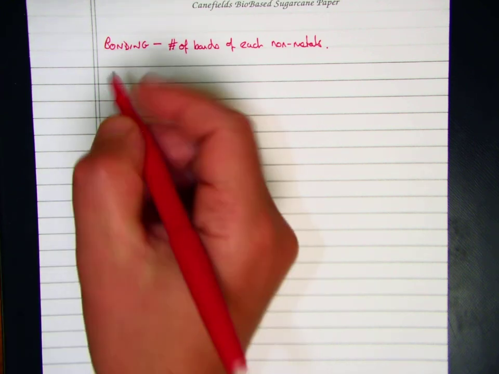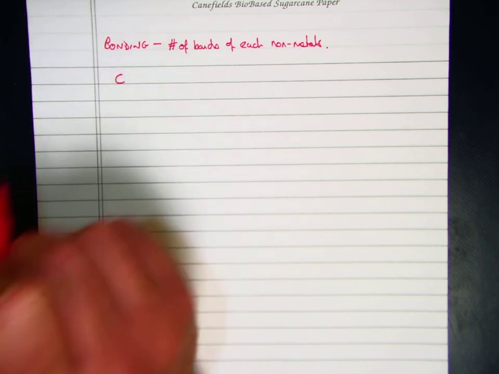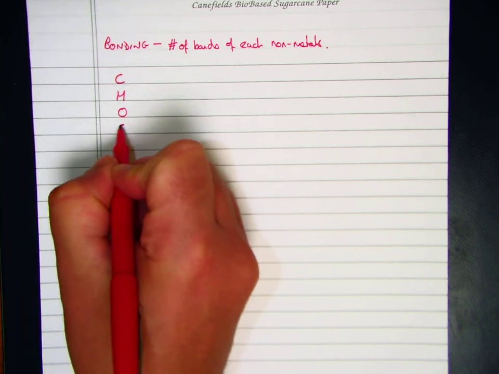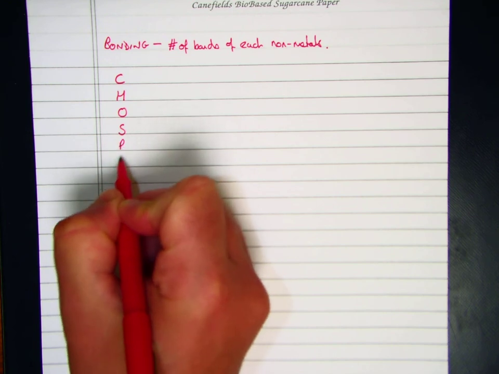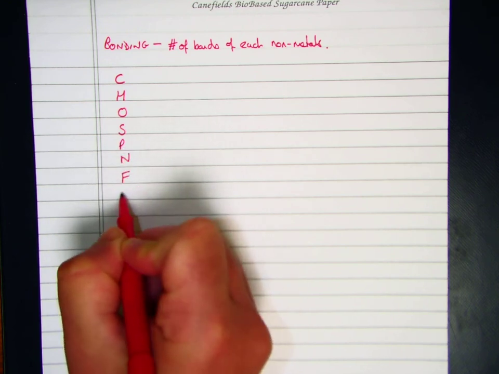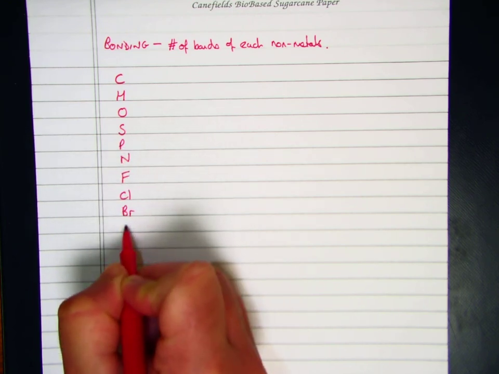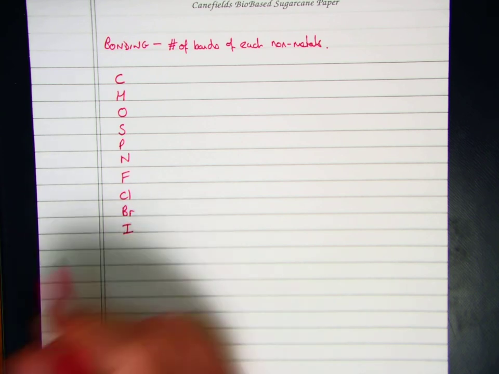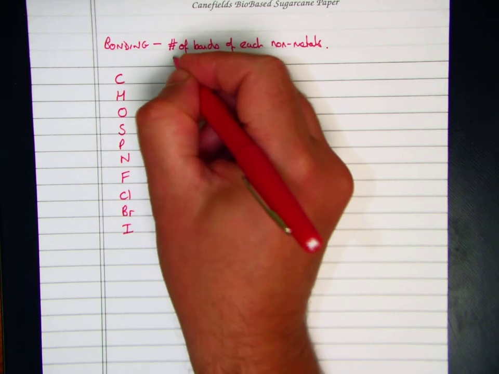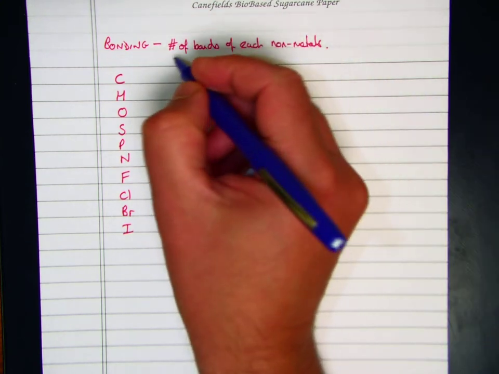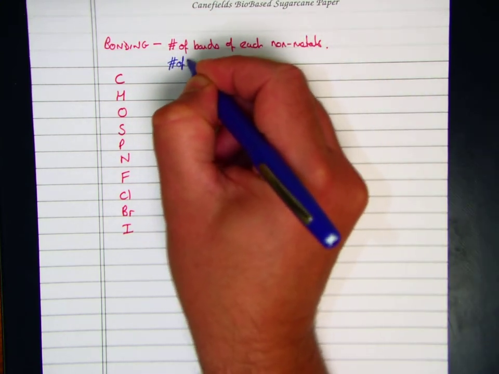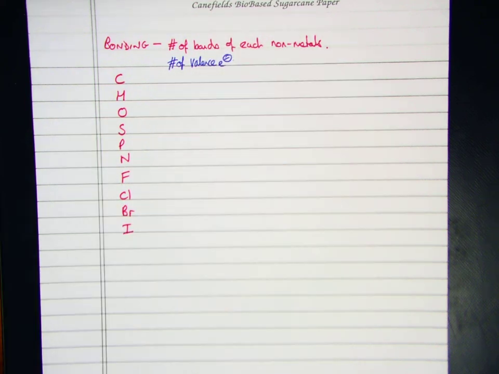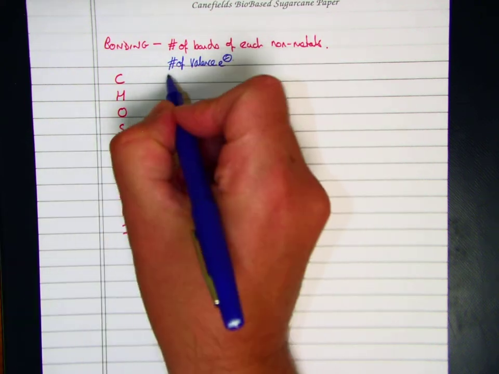transformations. So if we look at the atoms, we're going to mainly consider carbon, hydrogen, oxygen, sulfur, phosphorus, nitrogen, fluorine, chlorine, bromine, iodine. These are our main elements that we're going to look at. And in terms of the number, let's look at the number of valence electrons within each atom.